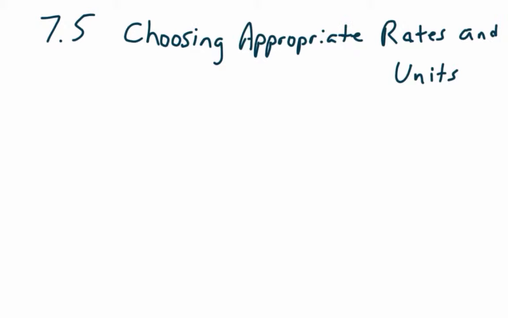So 7.5 is choosing appropriate rates and units. Basically we're looking at different story problems and saying, well, how would you measure that, or that type of thing. Rates would be a ratio where the units are different, so like miles per hour, inches per day, pounds per year.